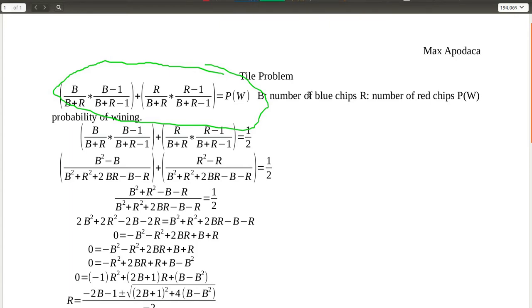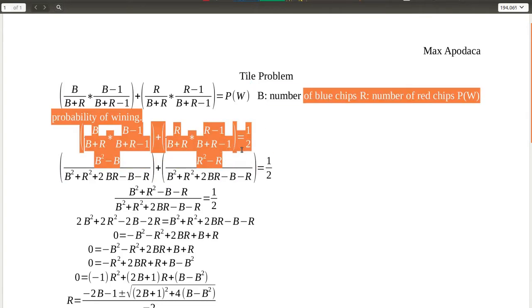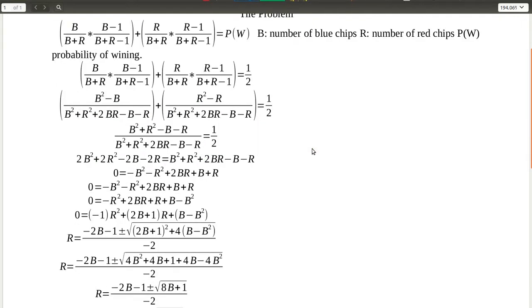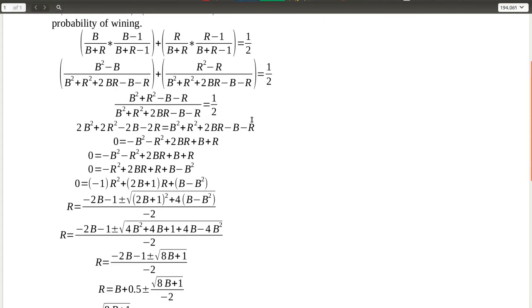With this formula, we can calculate out for any chance that we want by setting the probability of winning to whatever we want. Here we'll set the probability to 1/2, and then we'll solve for it. After a bit of solving, we run into a problem.